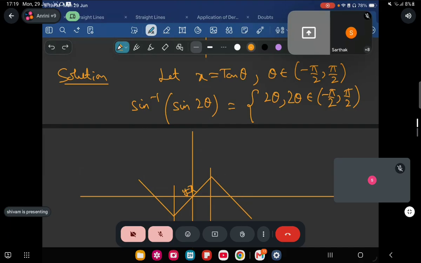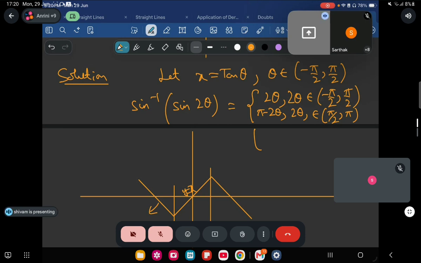What is the equation of the second branch? Tell me quickly. Can someone tell me? What happened? You people have forgotten. Pi minus x, right? So it will be pi minus 2 theta when 2 theta belongs to pi by 2 to pi. And what is the equation of the last branch?